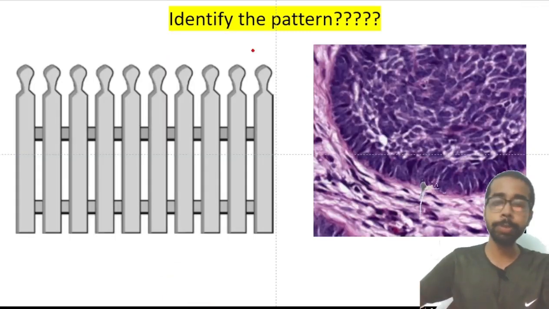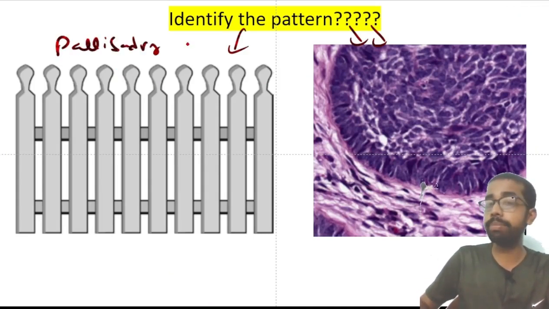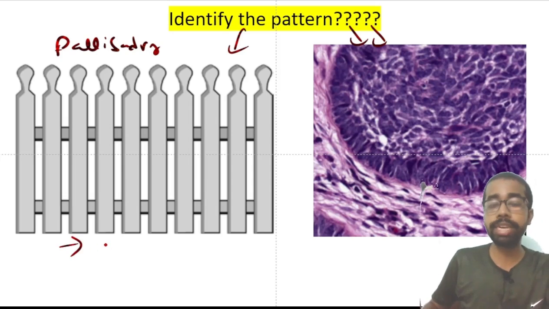Pagetoid pattern. Which pattern is this? Yes, nothing but a fence, palisading. This is the palisading pattern, right? That you will get in BCC, already I have shown you. Or in case of cytology also you can get the picket fence pattern. Heard of it? Picket fence pattern.